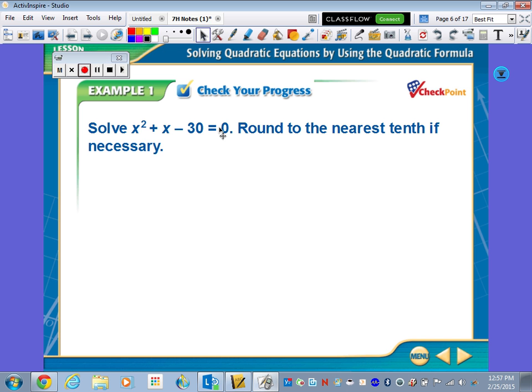Okay, so now here we have the second one. Again, the first thing I recommend everybody do is identify a, b, and c. So a is 1, b is 1, and c is negative 30. Again, coefficient, coefficient, and the number. Make sure you're carrying the signs. That's important.